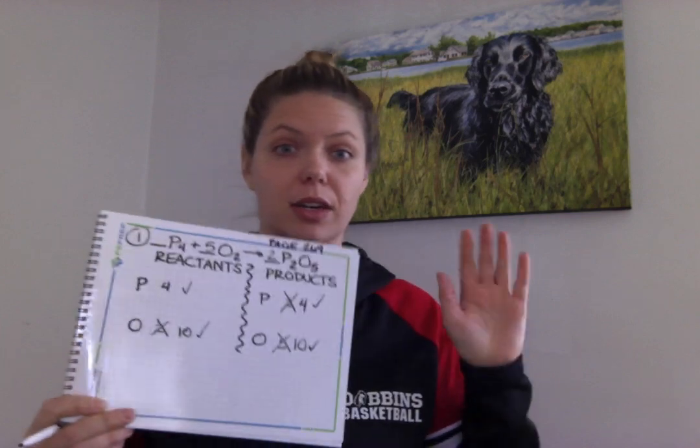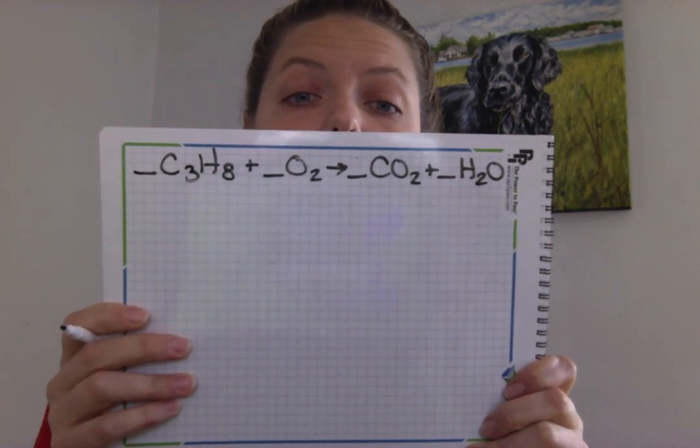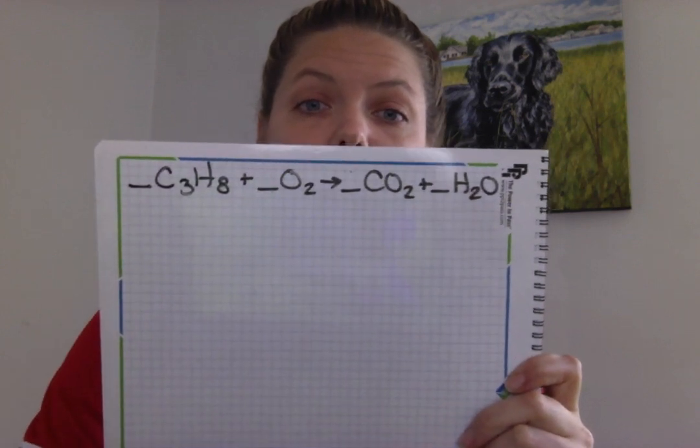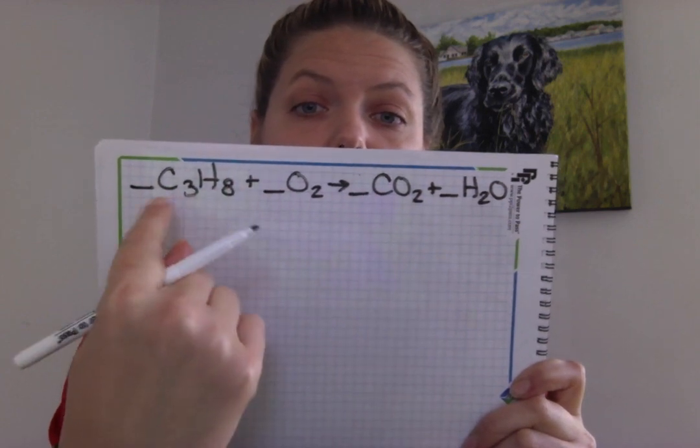All right, now number 2. I'm going to rewrite it here for us. We have C3H8 plus O2 yields CO2 plus H2O. All right? So notice I put those lines in front of each of our formulas in the equation because we know we're going to put our coefficients right there, okay?